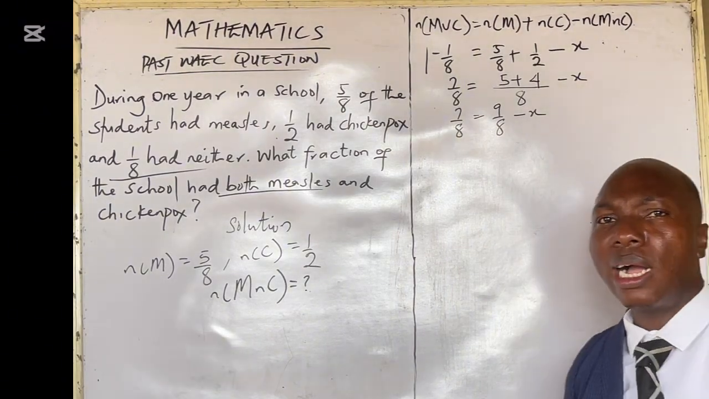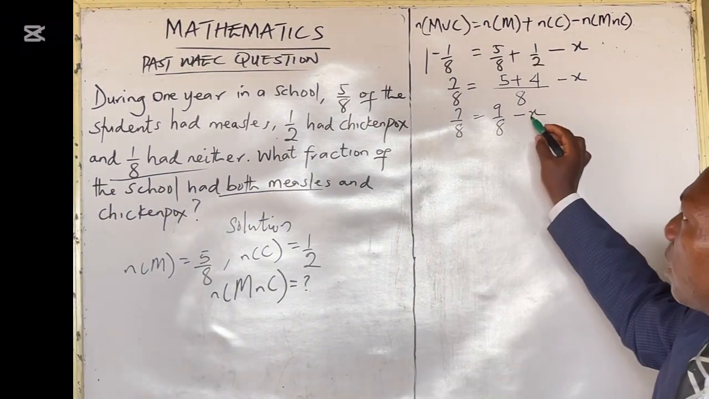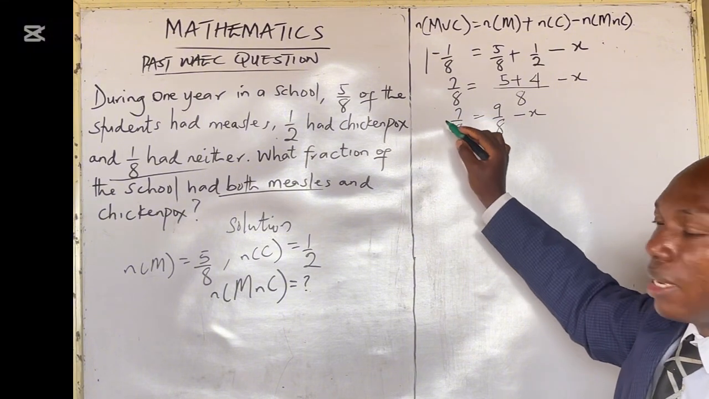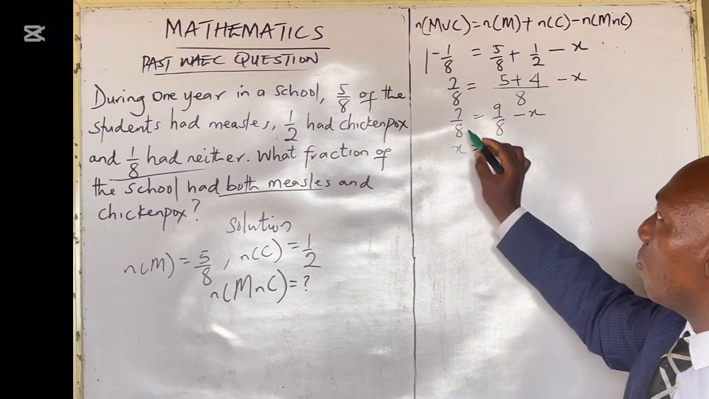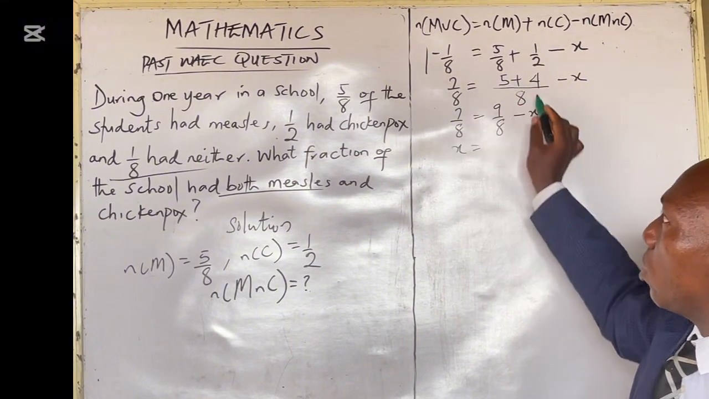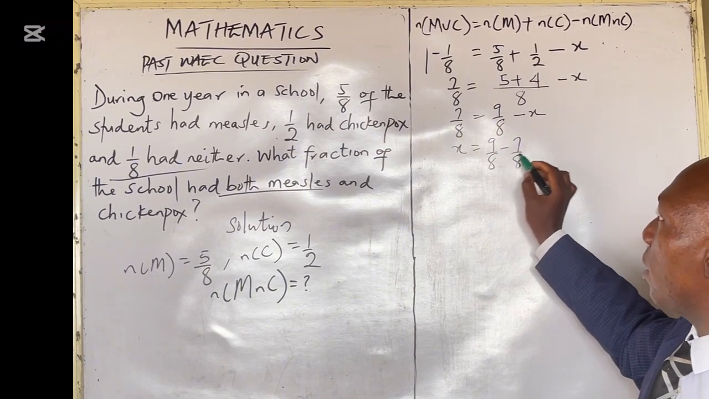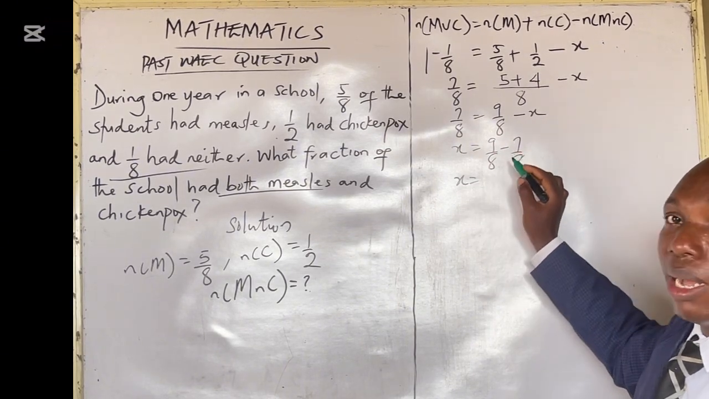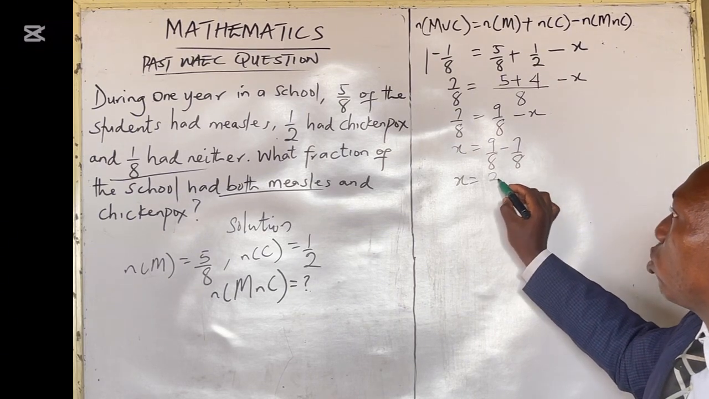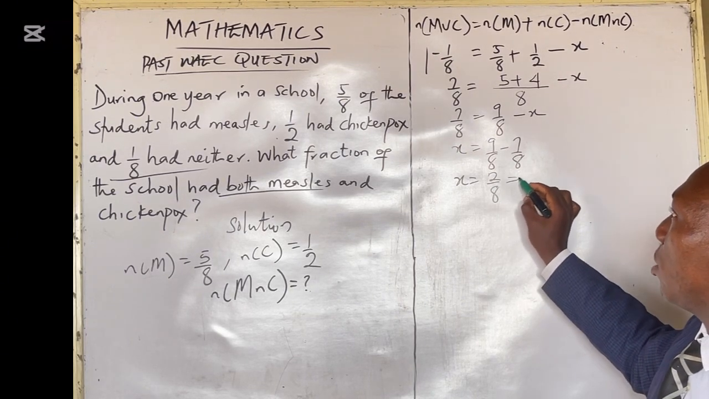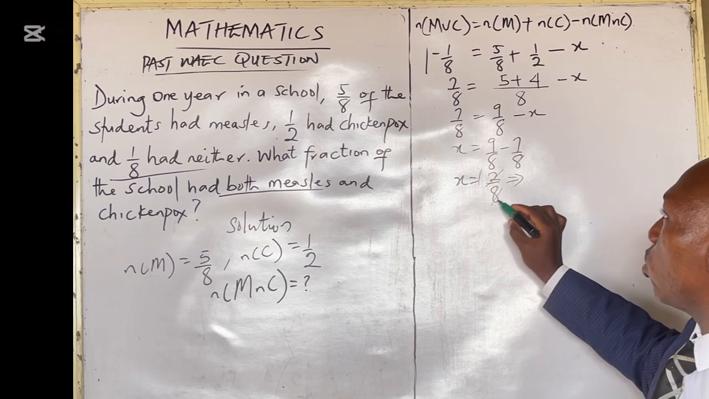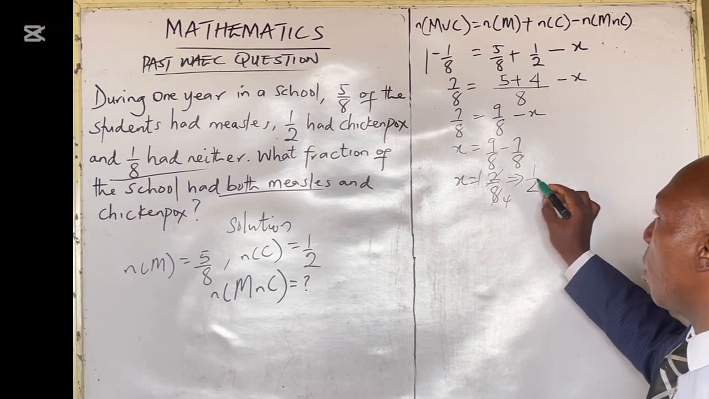So we can calculate X. If the negative comes to the left hand side, it becomes positive. If 7/8, which is positive, comes to this side, it becomes negative, that's minus 7/8. So X will be 9 minus 7, that's 2/8. And that will give us, 2 in 8, 1/4.